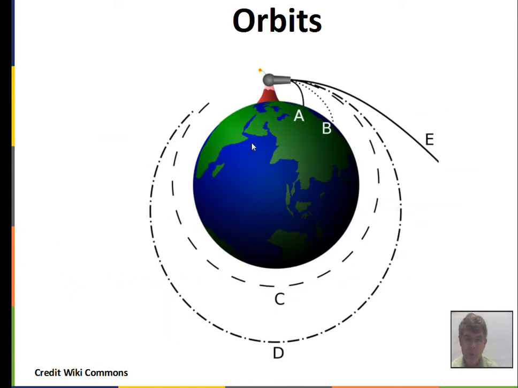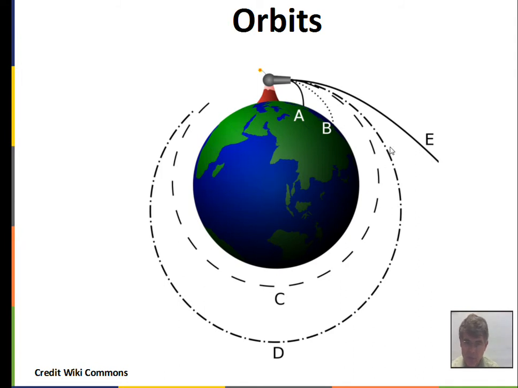How do we achieve an orbit? Well, we might fire a cannon with just a little bit of gunpowder. It'll go out but land at A. We're on some tall mountain here. We fire with more gunpowder, we go to B. We fire with more gunpowder and we achieve this circular velocity, and we have an orbit.